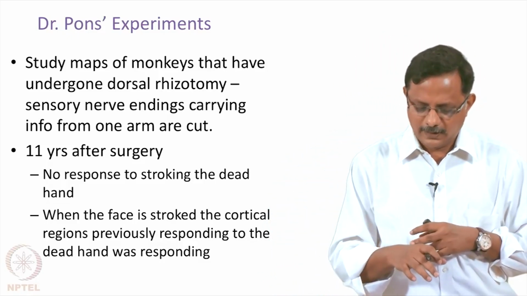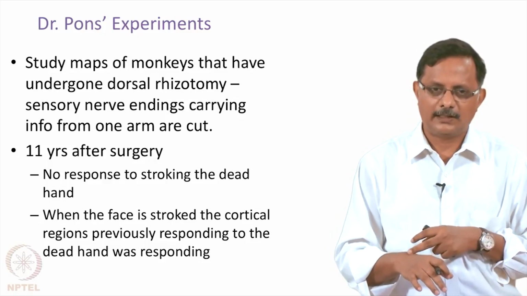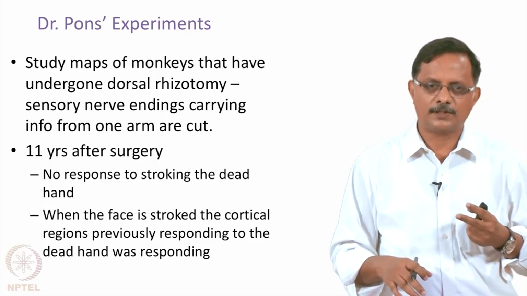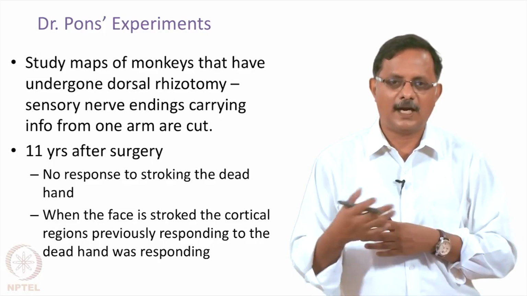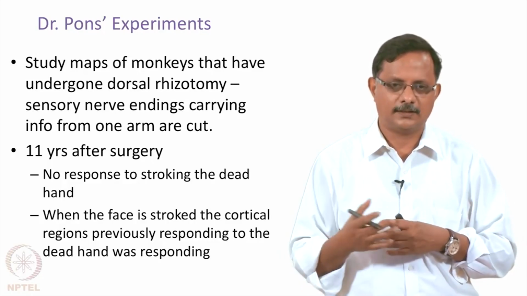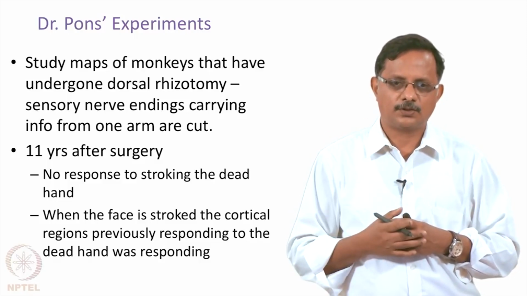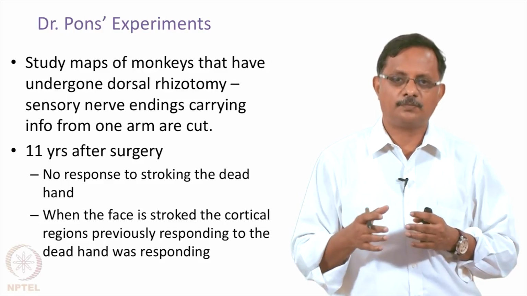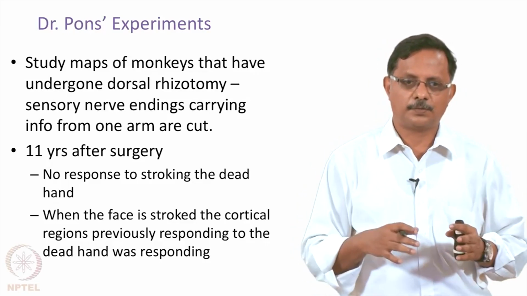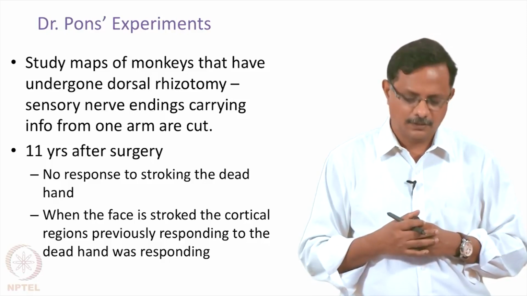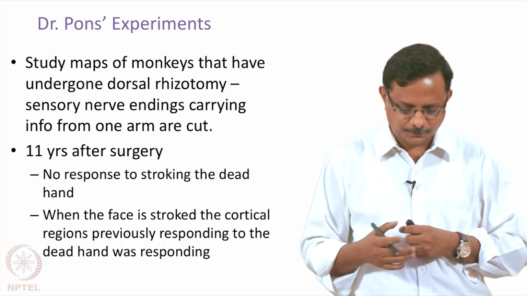they found that for the dead hand, that is the hand for which the nerve inputs are cut off, when they stroked that hand, there were no neurons in the somatosensory cortex of the monkey to respond to that, which is not surprising because the hand was not sending any signals to the cortex. But what is interesting is that when the face of the animal was stroked, the cortical regions which were previously responding to the hand, to the dead hand, were now responding to stimulus from the face of the animal, which is a bit strange.